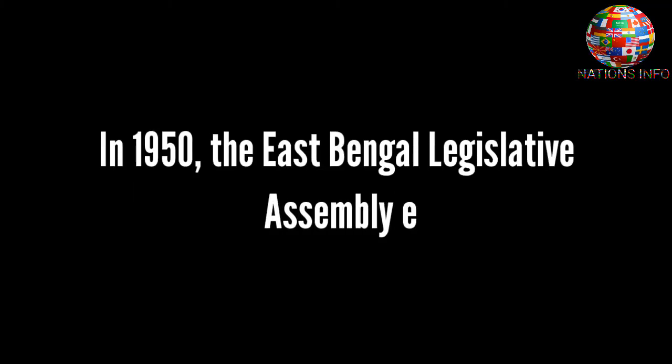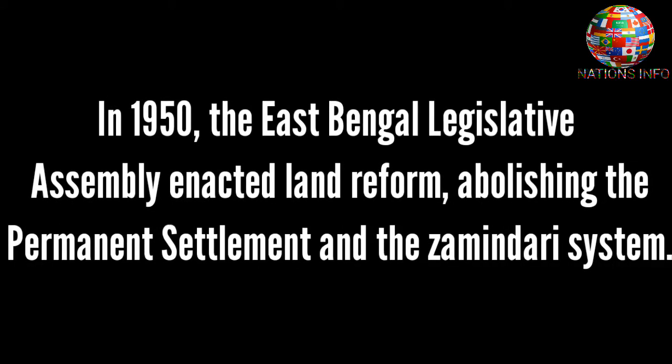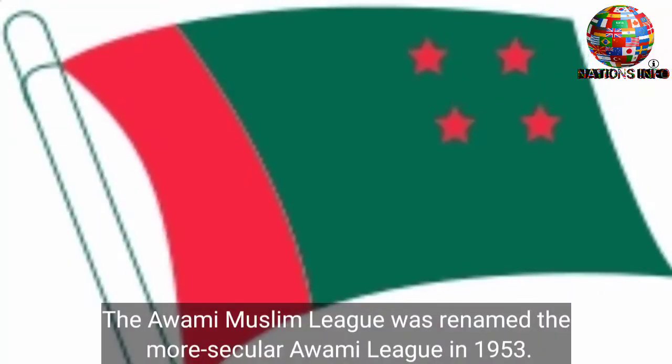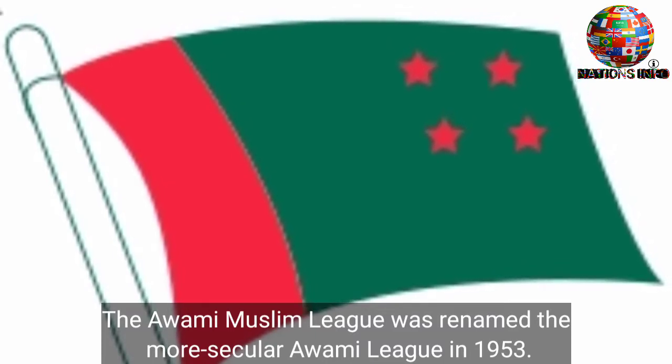The All-Pakistan Awami Muslim League was formed in 1949. In 1950, the East Bengal Legislative Assembly enacted land reform, abolishing the permanent settlement and the zamindari system. The 1952 Bengali language movement was the first sign of friction between the country's geographically separated wings. The Awami Muslim League was renamed the more secular Awami League in 1953.